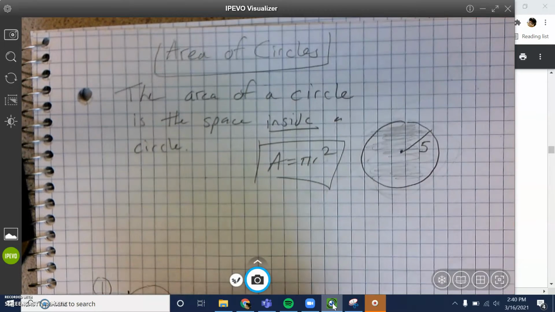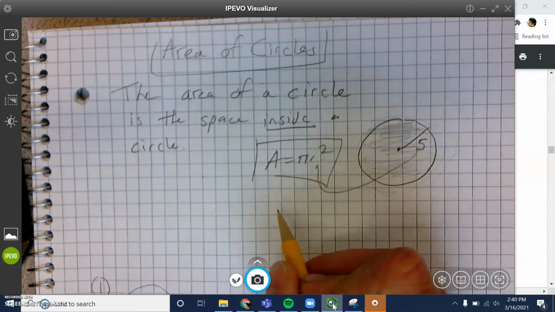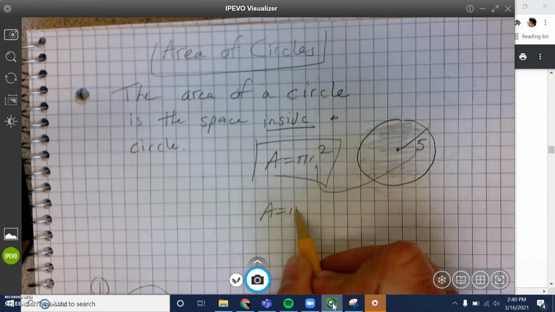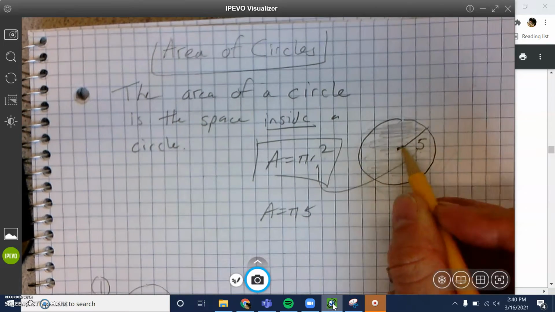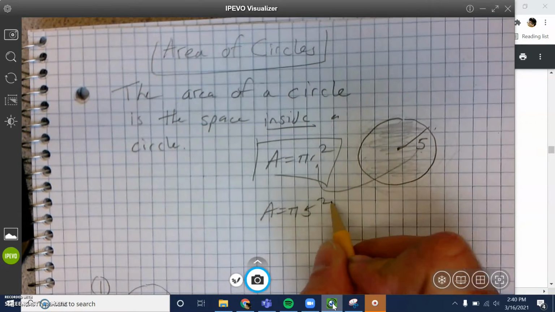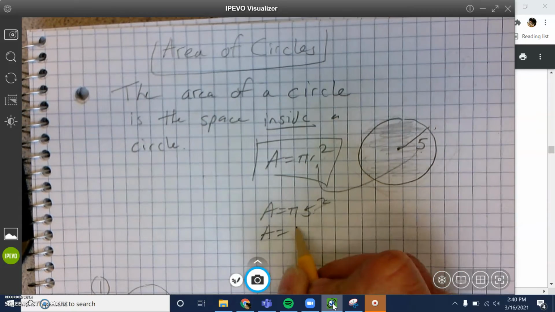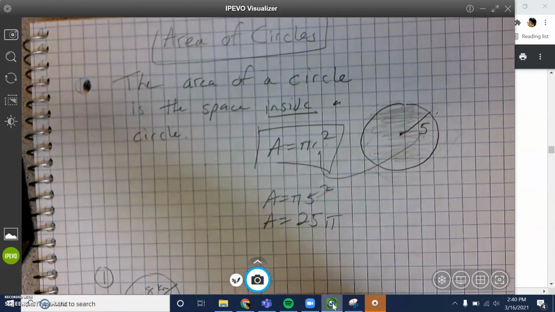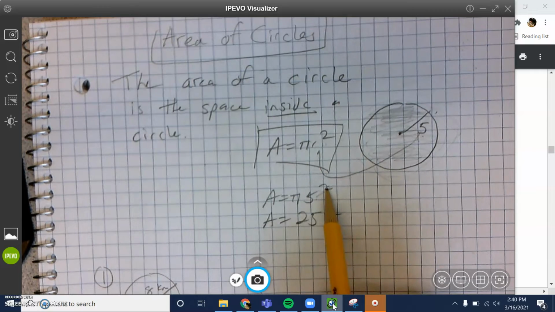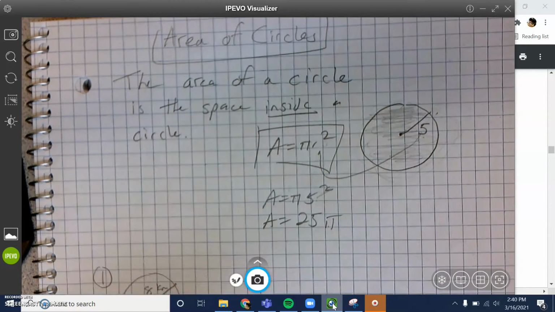So let's do this practice problem right here. Let's say the radius is 5. Very simple. All we're going to do is plug in here. So area equals pi times radius. Radius goes from the center to the outside of the circle. Squared right there. I always do 5 squared first and put that first, and pi usually goes last, because 25 goes first.